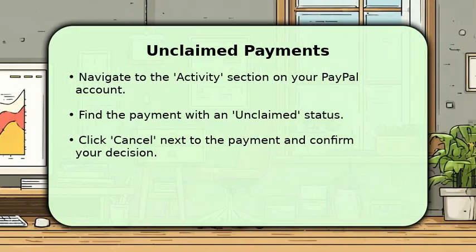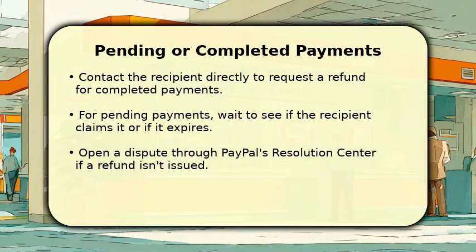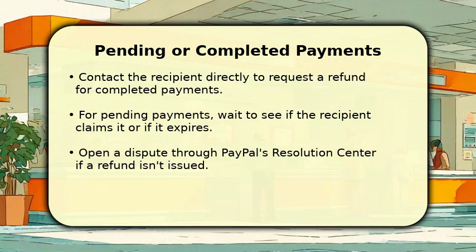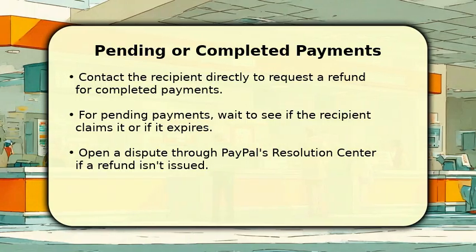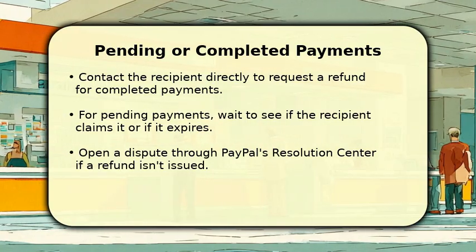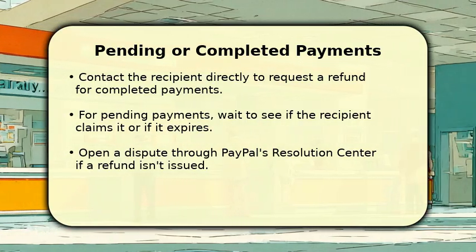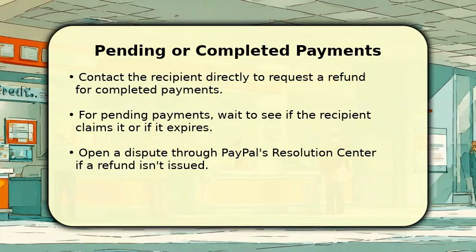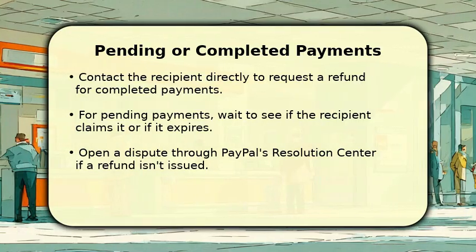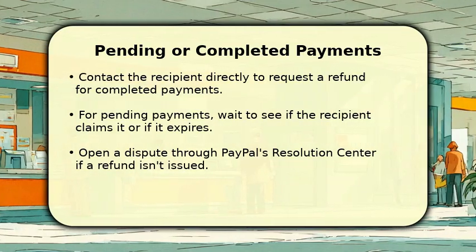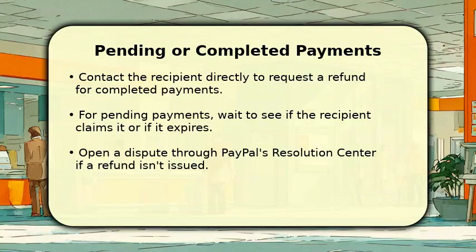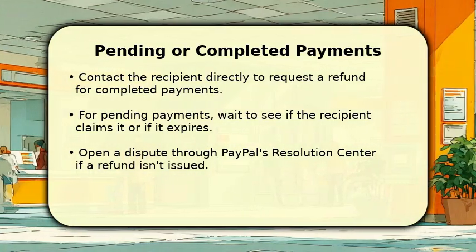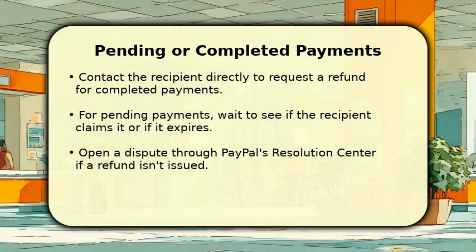For payments that are pending or completed, the process differs. If a payment is pending, it means it's still processing, and you might need to wait for it to either complete or expire. If it's completed, direct cancellation isn't an option. In this case, your best course of action is to contact the recipient directly to request a refund. If they are unresponsive or unwilling, you can open a dispute through PayPal's Resolution Center within 180 days of the transaction.